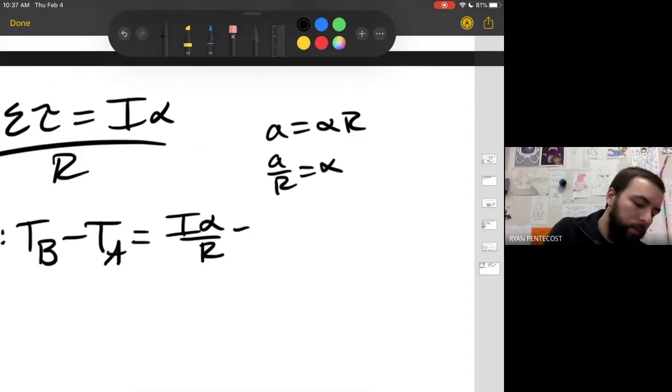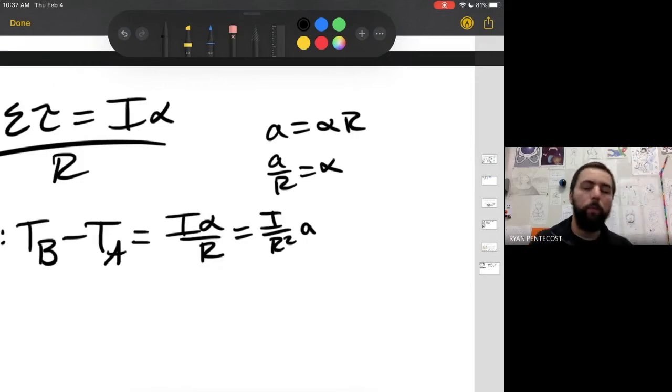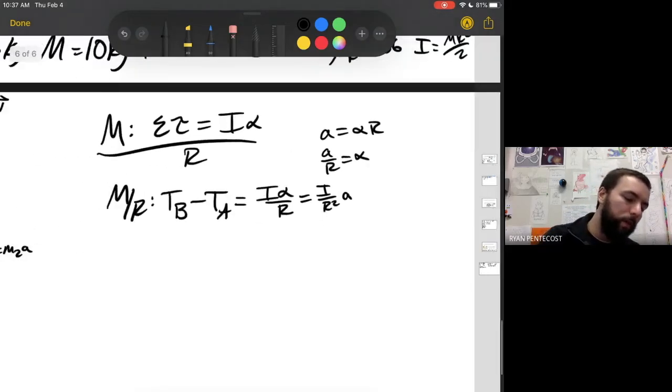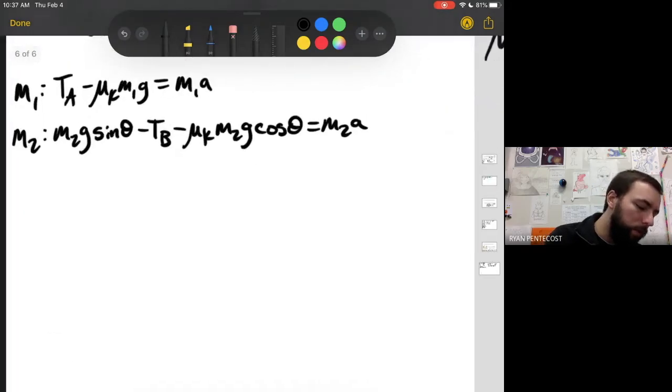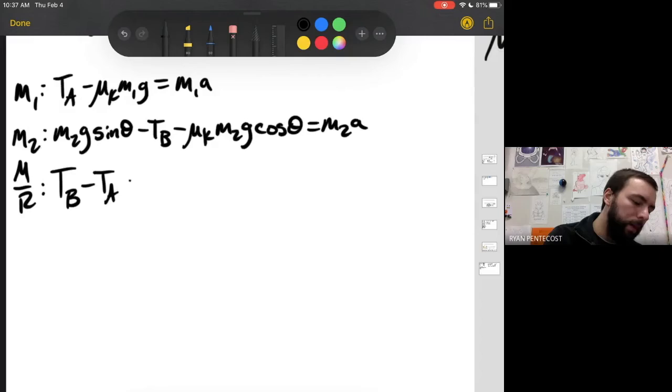So that becomes I over R squared times A. Remember, I over R squared kind of represents a mass, so we will take that and move it on over here. You've got M over R. That represents TB minus TA, and that equals I over R squared times A.